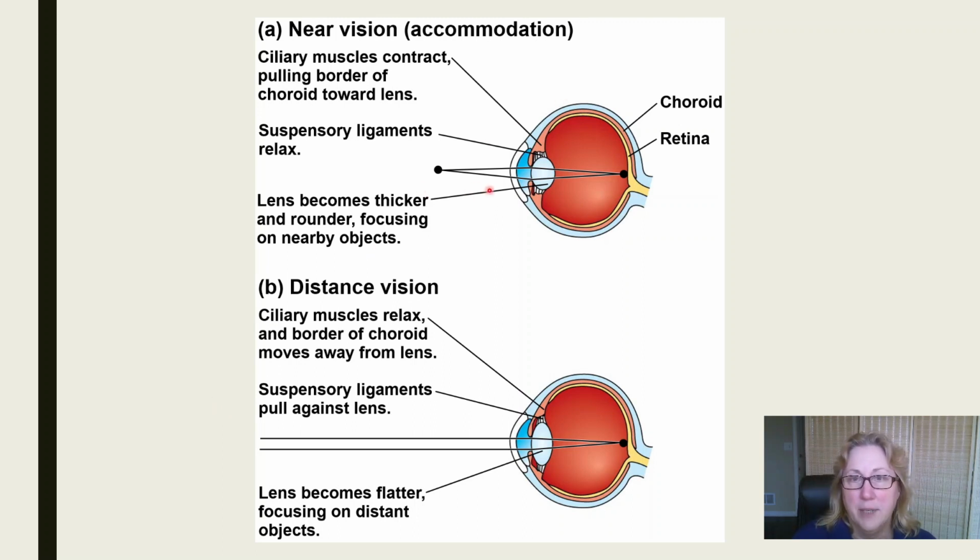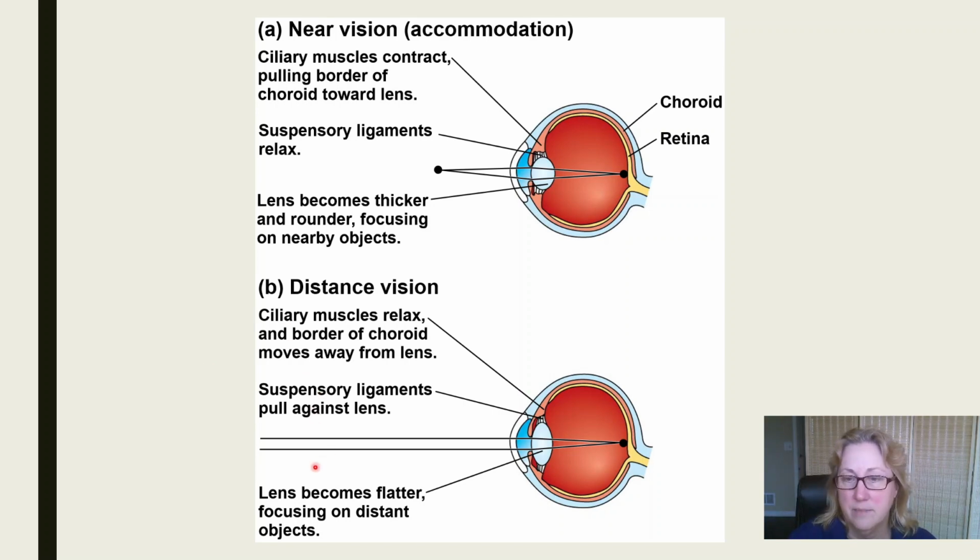So this is how accommodation works. Here's the lens. For near vision, those muscles contract and squish it into a short, round, thick shape. And that lets us focus on close things. For middle vision, the muscles are all relaxed. And then for distance vision, the muscles pull on the lens and stretch it out flat, and that helps us focus on things far away.